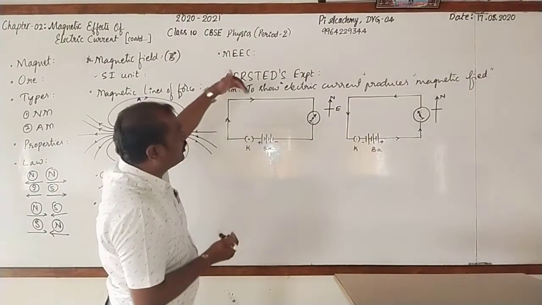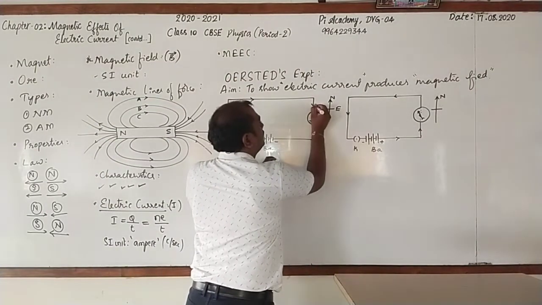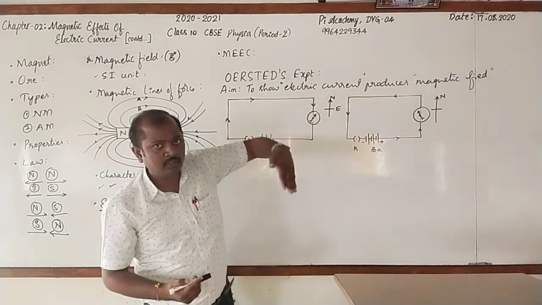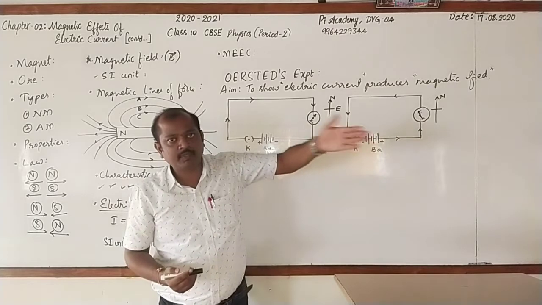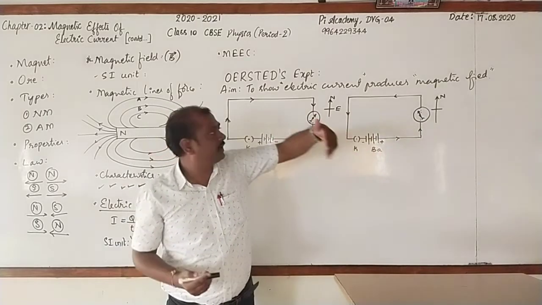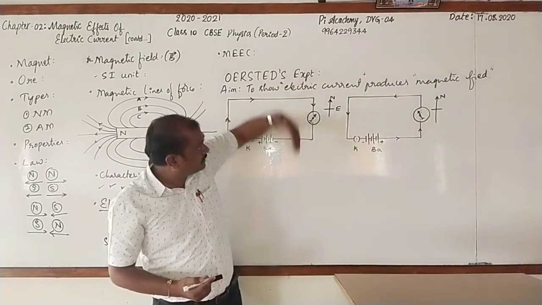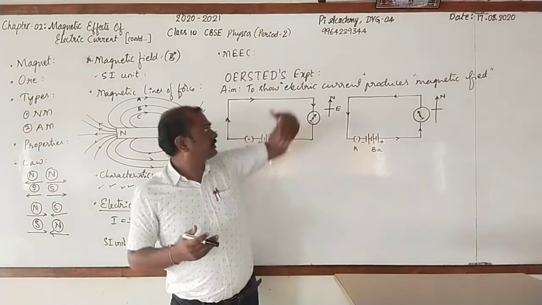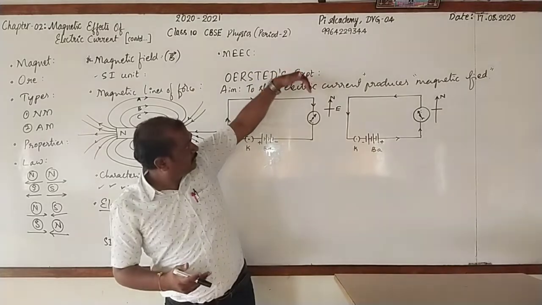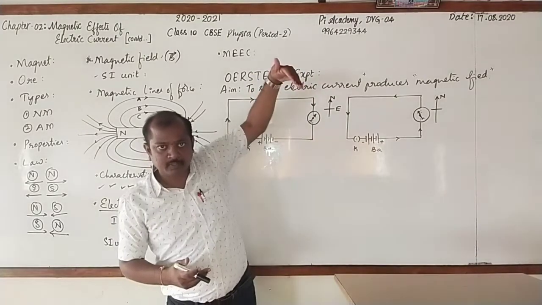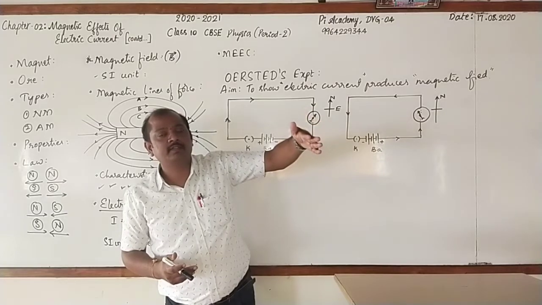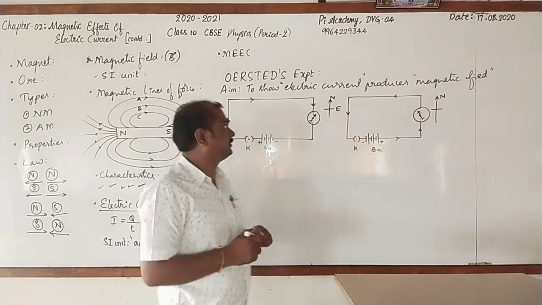Clear? And when you observe from here, see the current is flowing downward. So the needle is deflecting towards left or right? It is towards left. You should imagine in this direction. So I'm standing in the same direction. See the current is flowing from here, top to bottom. So then the needle gets deflected towards the left side.